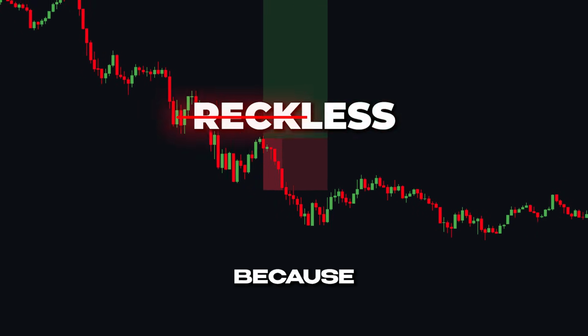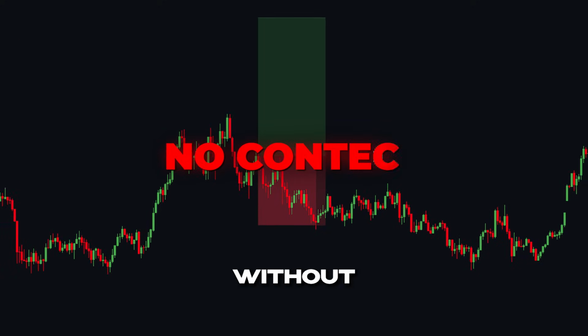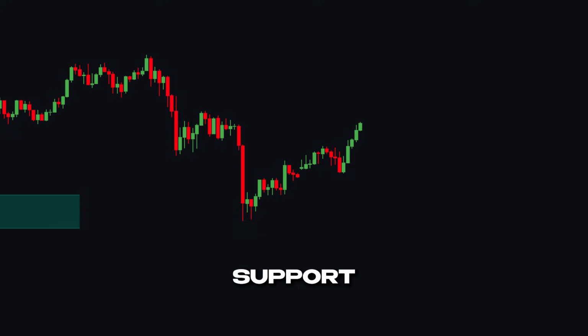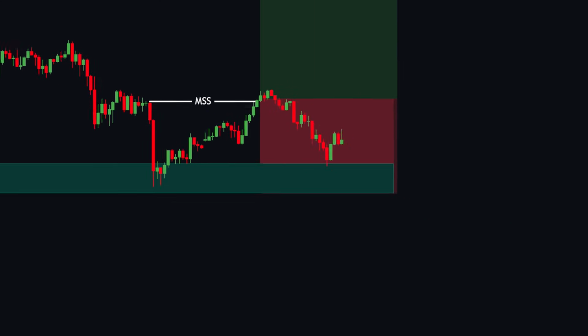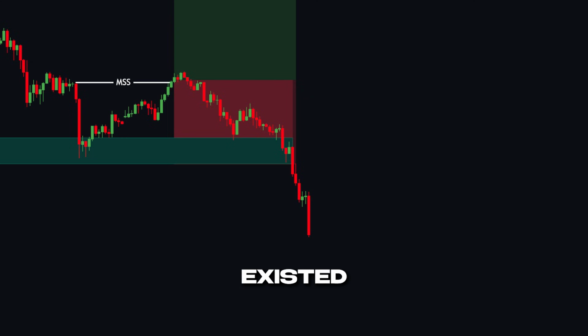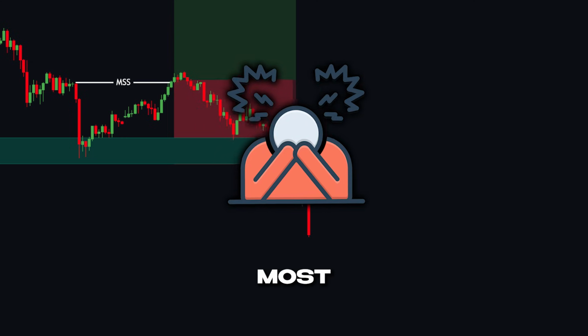Most traders don't lose because they're reckless. They lose because they're trading without context. You've probably been there. You mark support and resistance. You wait for structure. You enter what looks like a clean setup, and then price runs straight through your level like it never existed. That moment right there is where most traders get stuck.